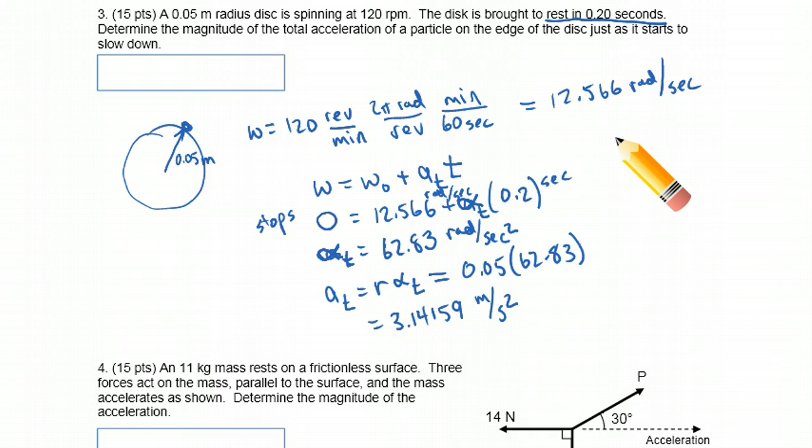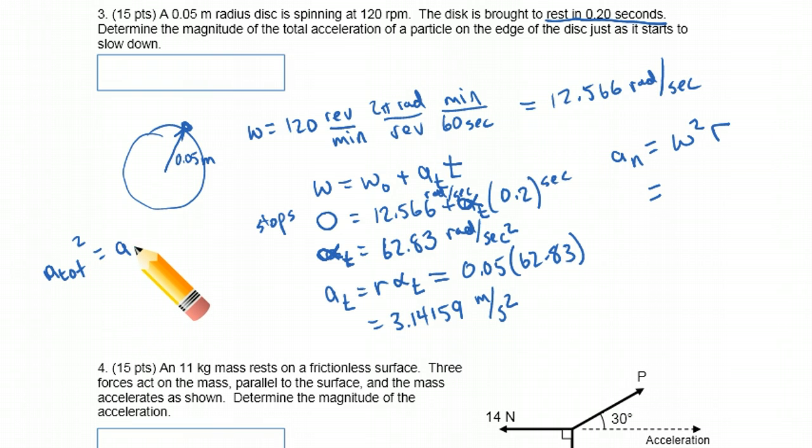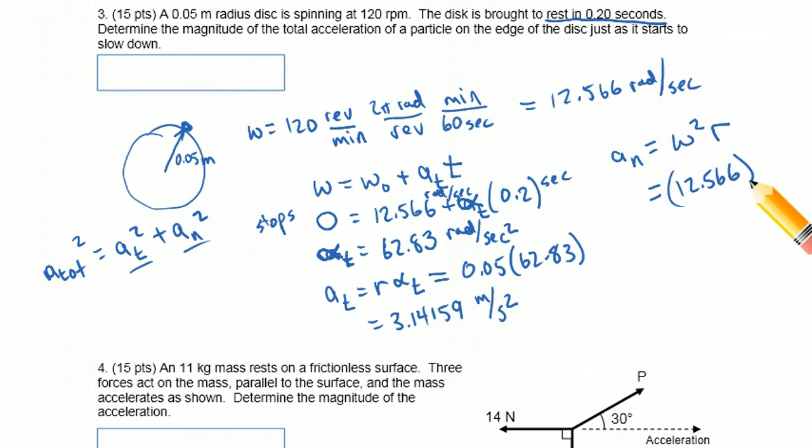Our normal acceleration, we have two equations for it. One of those equations is omega squared r. So we're working towards the fact that the total acceleration is equal to the tangential acceleration plus the normal acceleration. So we've got now the tangential, we're going to get the normal, and then we'll get the total from that. Omega squared, that's our 12.566 number times 0.05.